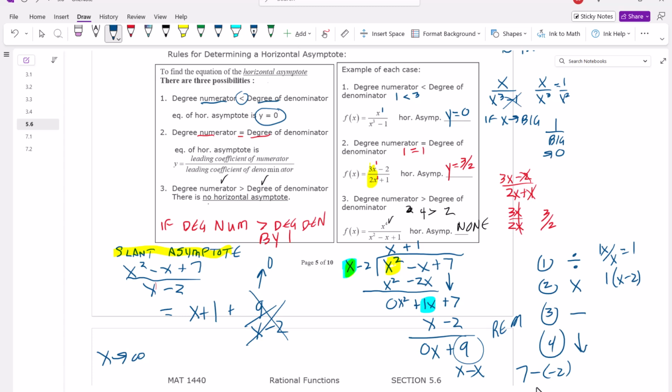So what you would get is the slant asymptote is going to be y equals x plus 1. Don't worry about the remainder. This is what matters, is the result of that division. Okay? So that's how that goes. Okay, going to the next page.